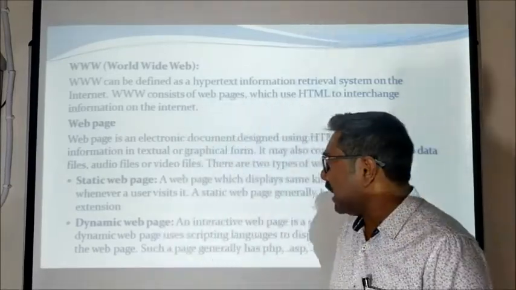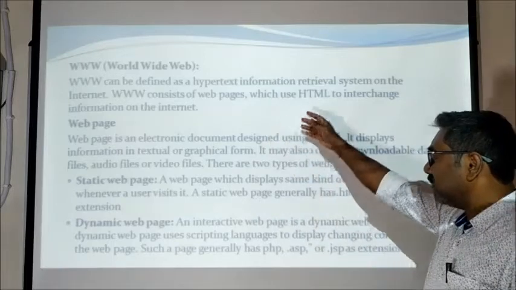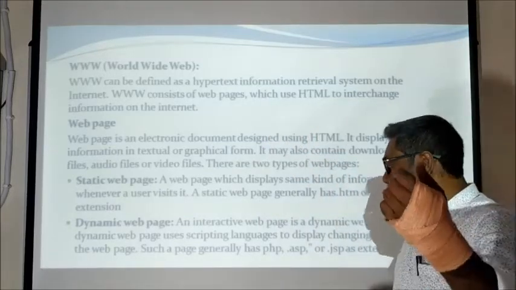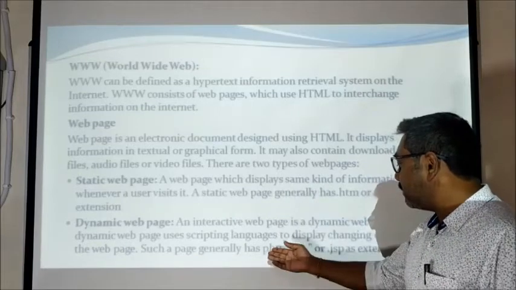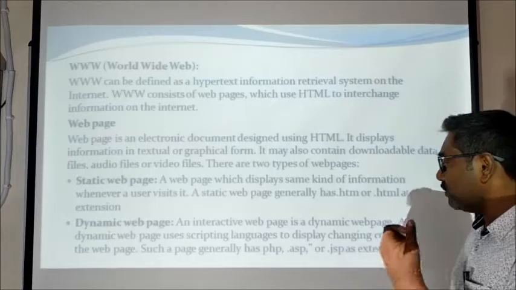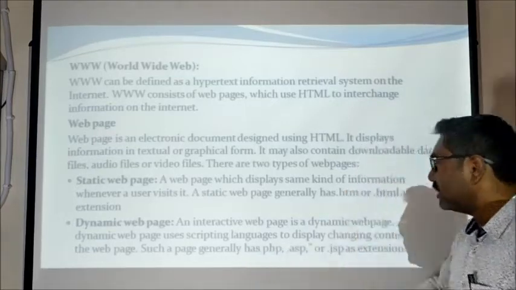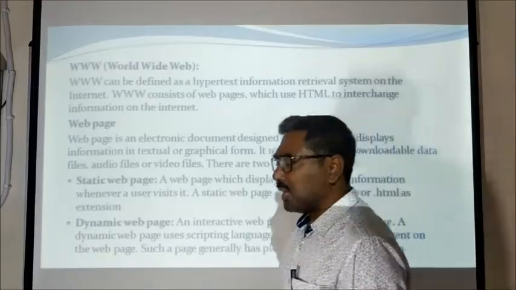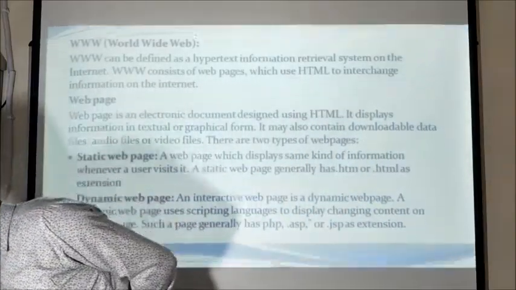Whereas in case of a dynamic web page, it is developed through any kind of scripting language, therefore its extension name may be PHP, ASP or JSP, etc. Later on we will learn about what is scripting language and what is ASP, PHP and JSP. Okay, so these are the two kinds of web pages.